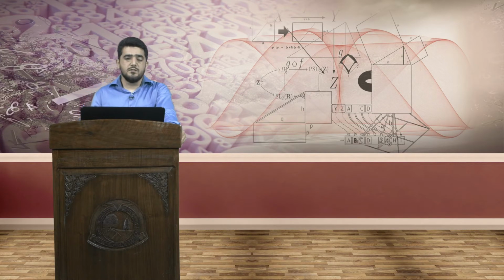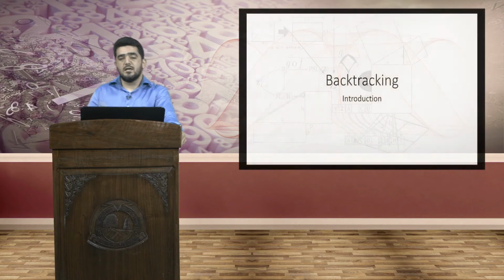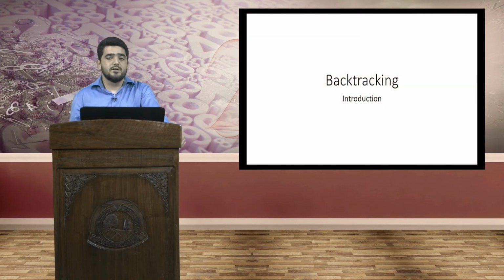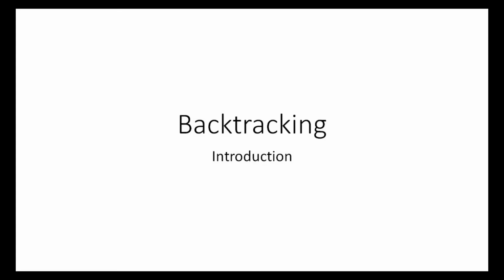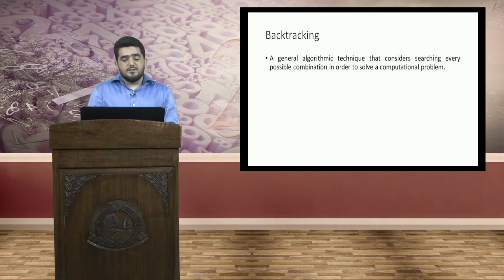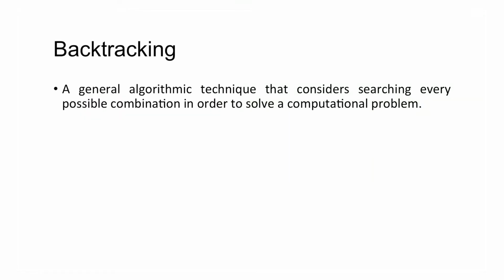Now from today onwards, for a couple of lectures, we will be discussing another technique for solving computational problems, and this technique is known as backtracking. And what is backtracking basically? The simple definition of backtracking is that it is a general algorithmic technique that considers searching every possible combination in order to solve a computational problem.